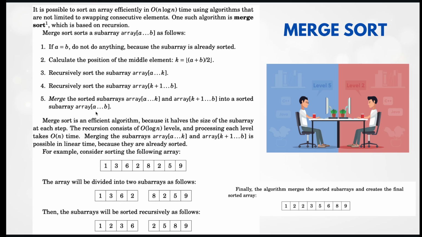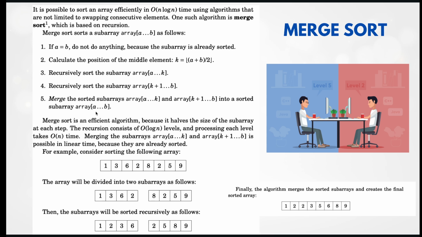And then we also do the same thing with the subarray from K plus 1 to B. So basically we just divided our array into two subarrays. Then we sort them in a specific order, and then we merge them together after sorted.